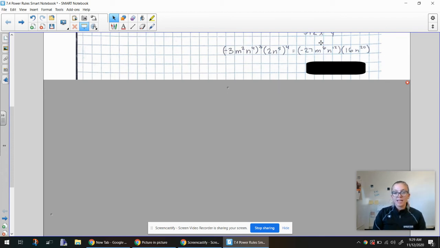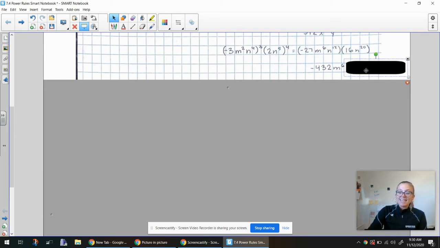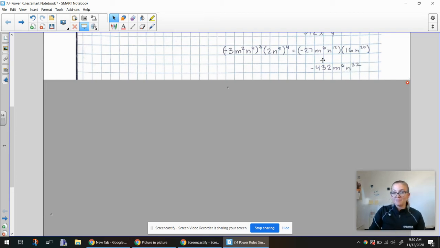Now we're going to multiply our two expressions together. So we're going to start with negative 27 times 16, which is negative 432. m to the 6th doesn't multiply to anything, so it stays m to the 6th. n to the 12th times n to the 20th is n to the 32nd.